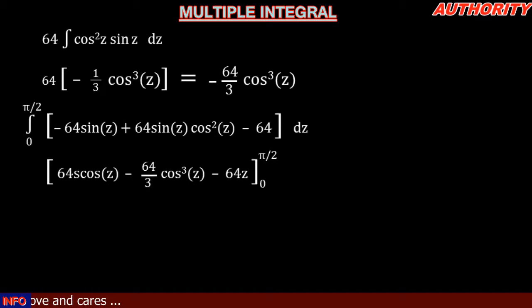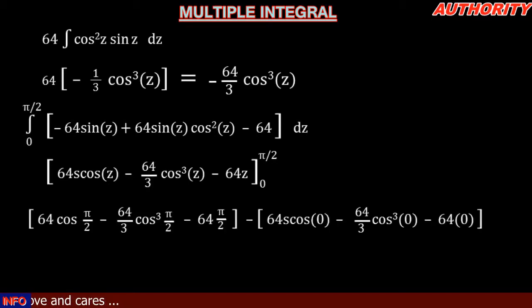So when we do so, we're going to have 64 cos. In place of z, we replace it with the upper limit, which is pi all over 2, minus 64 all over 3 cos cube. In place of z, we replace with the upper limit also pi all over 2, minus 64 pi all over 2, in bracket minus the lower limit. Now we have 64 cos 0 minus 64 all over 3 cos cube 0 minus 64 times 0.